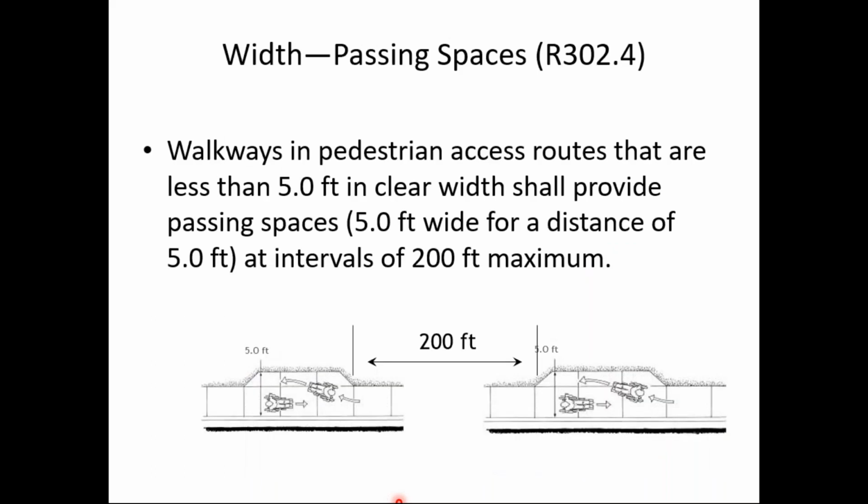Because if you're 5 feet wide, you don't have to worry about passing spaces. But notice, if your pedestrian access route is less than 5 feet in clear width, then every 200 feet you have to provide 5 foot by 5 foot passing spaces. So my personal recommendation is you use 5 feet as the minimum walkway width.